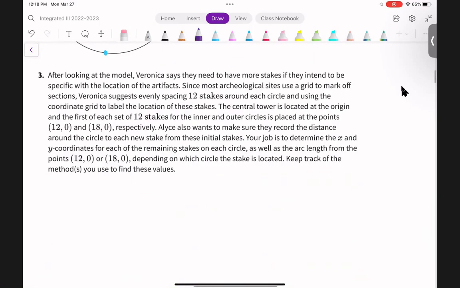Number 3 says, after looking at the model, Veronica says they need to have some more stakes if they intend to be specific with the location of the artifacts. Since most archaeological sites use a grid to mark off sections, Veronica suggests evenly spacing out 12 stakes around the circle and using the coordinate grid to label the location of these stakes. The central tower is located on the origin, and the first of each set of 12 stakes on the inner circle is placed at the points (12, 0) and (18, 0), respectively.